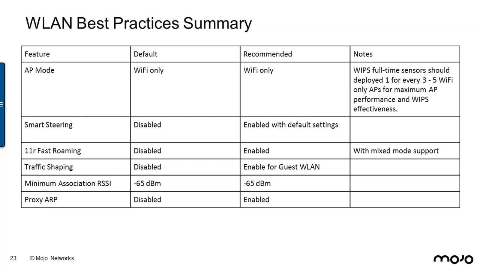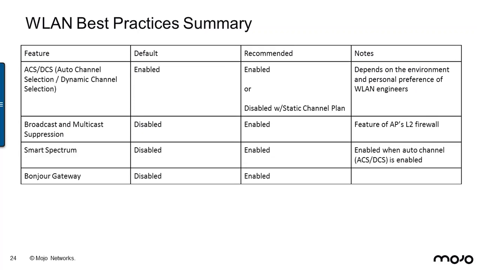I won't go through all of these, but you see proxy ARP and minimum association rate. So we won't let clients associate unless they're at least negative 65, for instance. I'm recommending that you turn on Bonjour Gateway. In a lot of campus environments, you're going to have Bonjour services and Apple devices and so on. So we're recommending that's enabled.